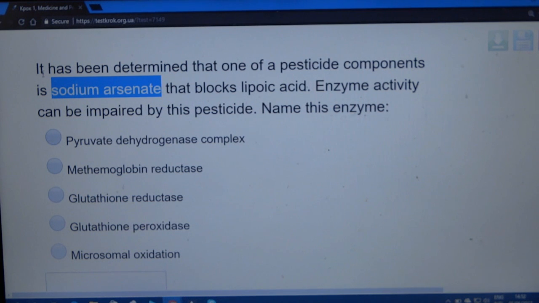So what happens? It will impair the function of this particular enzyme, pyruvate dehydrogenase complex, because the active site of this pyruvate dehydrogenase complex is actually the TPP, that is the thiamine pyrophosphate. So your answer is, of course, this one.